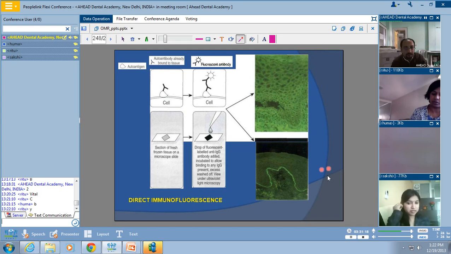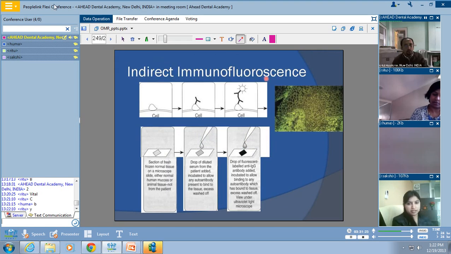And this is indirect immunofluorescence. Most of the time we do direct immunofluorescence. This is indirect immunofluorescence. We just take the blood, and on a drop of diluted serum we add any antibody, not of the patient, but of any other human or monkey, and accordingly we add a fluorescent labeled anti-IgG antibody and do this scan.